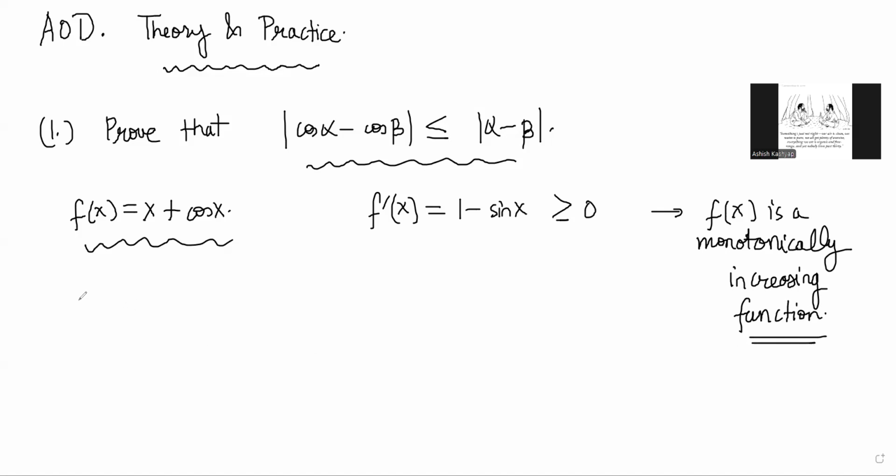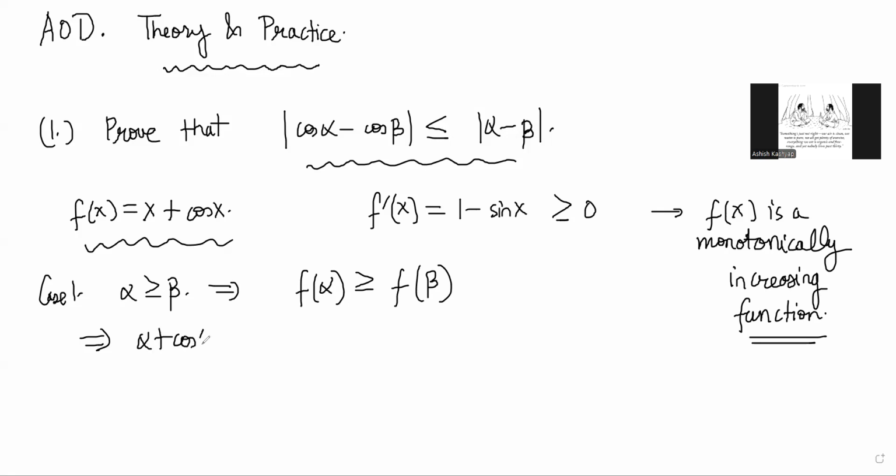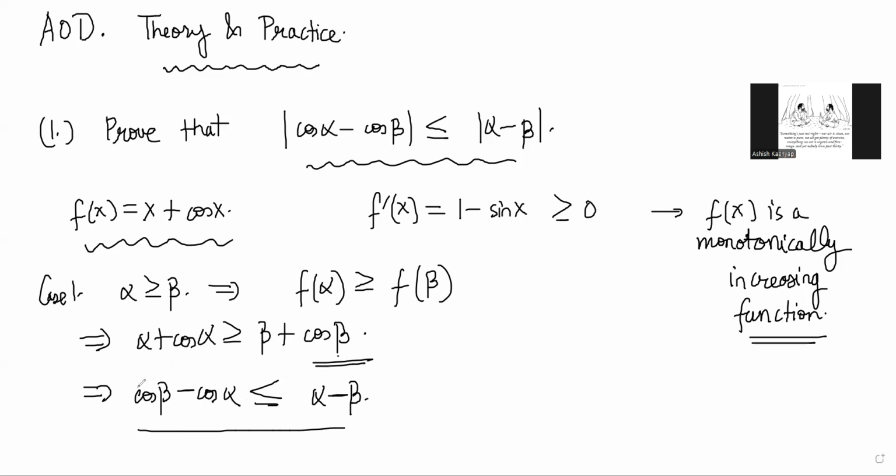Because it is monotonically increasing, we can assume two cases. Case one, where alpha is greater than equal to beta. In that case, it is an increasing function, so f of alpha will be greater than equal to f of beta, right? Which means alpha plus cos alpha will be greater than equal to beta plus cos beta. And from here, we get cos beta minus cos alpha is less than equal to alpha minus beta. Do you see? It's the same thing. I've just written this side, I've brought this term this side. And that's all, right?